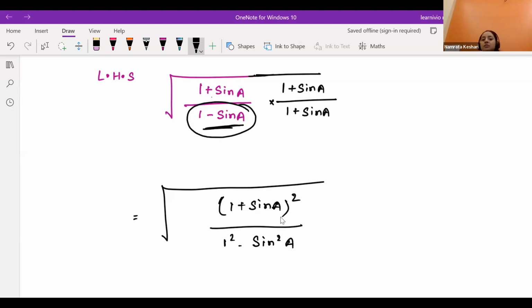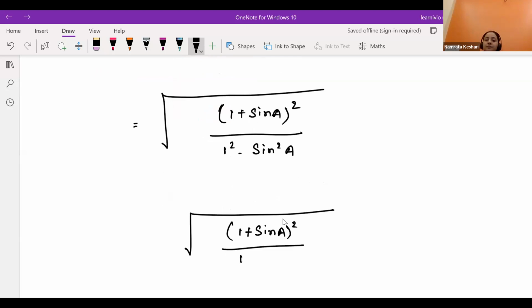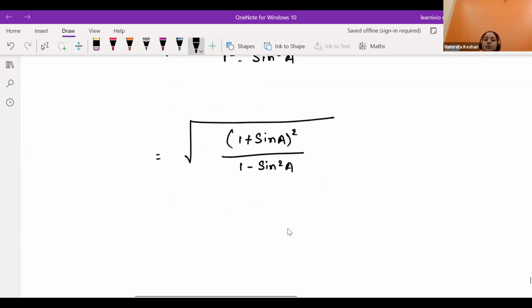Now we have learned three identities. The first one we can apply in the denominator. The denominator is just 1 minus sin square A. What can be written in place of 1 minus sin square A in the denominator? Anyone? Cos square A. Cos square A. Okay, we will be able to replace it with cos square A by using the first identity, and the numerator's term will remain as it is.